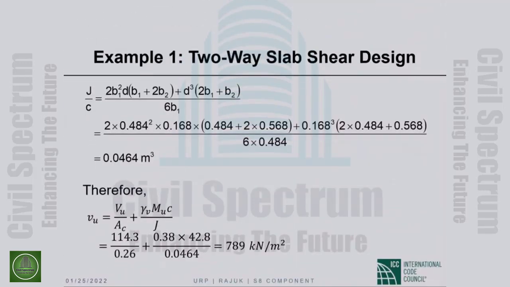So in this expression, we have our V sub U, we have our A sub C, okay? That part we can calculate. Gamma sub V is 0.38, M sub U is 42.8. What we do not have is our J over C.